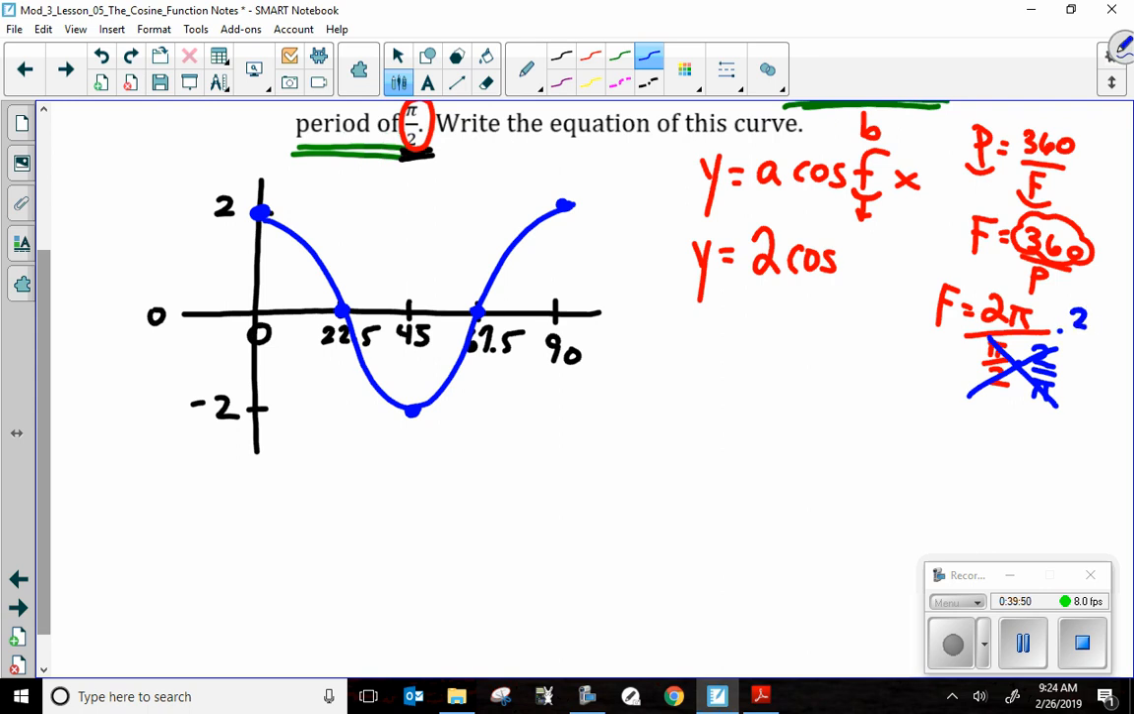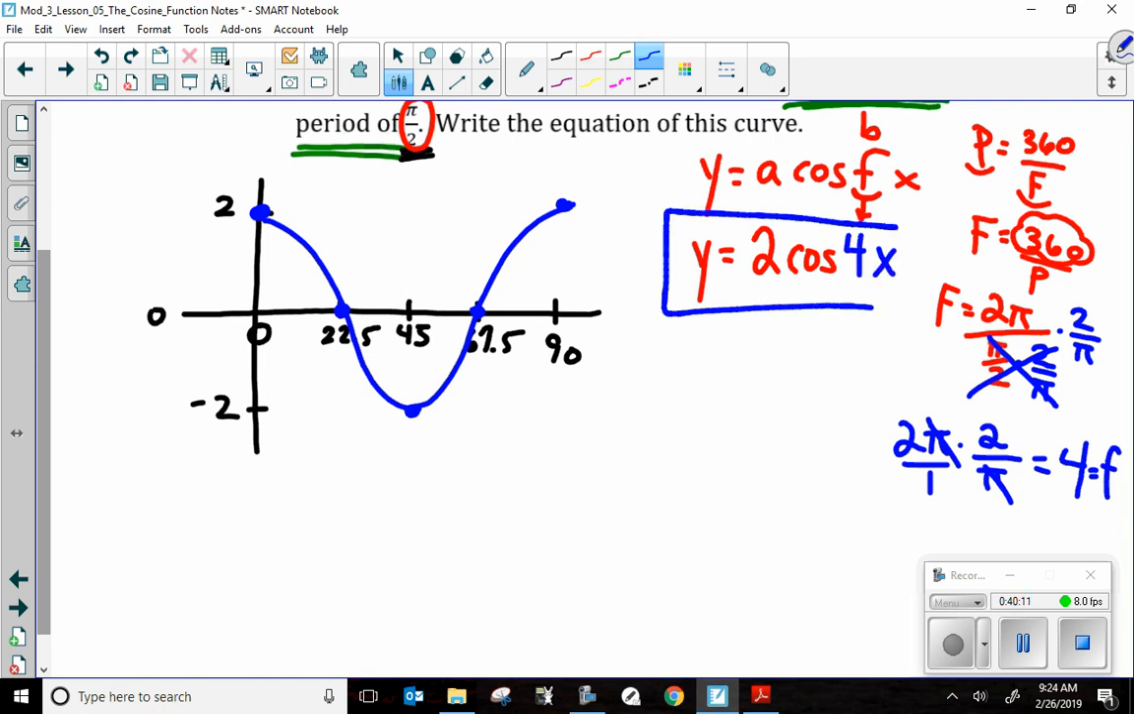Pi's cancel, 2's cancel. What I do to the bottom I have to do to the top. So I have 2 pi times 2 over pi. That's like over 1. The pi's cancel. What's 2 times 2? That's my frequency. That is your equation right there. Boom! You're good. You are good.